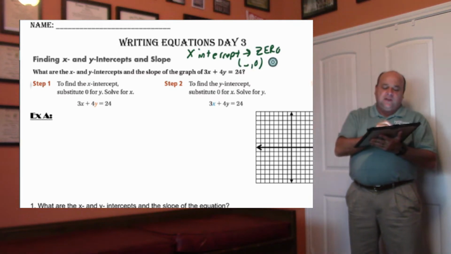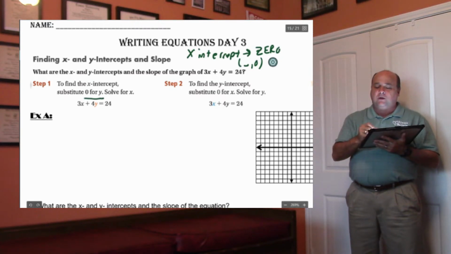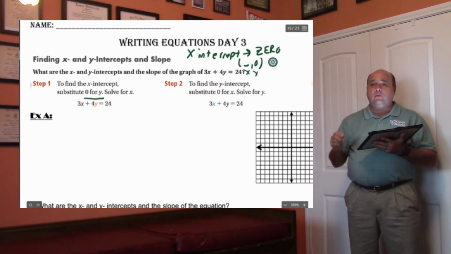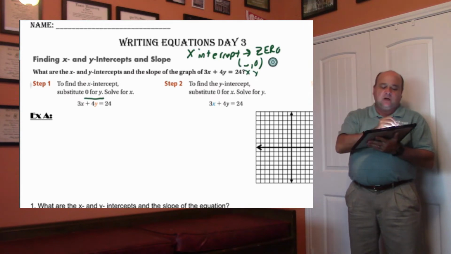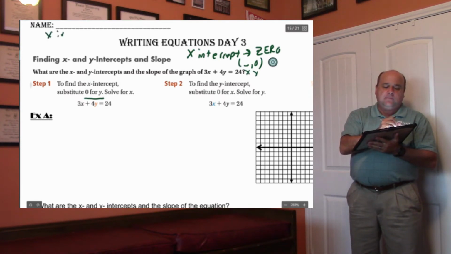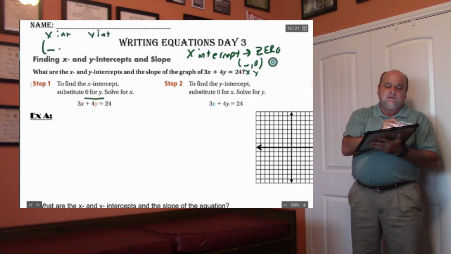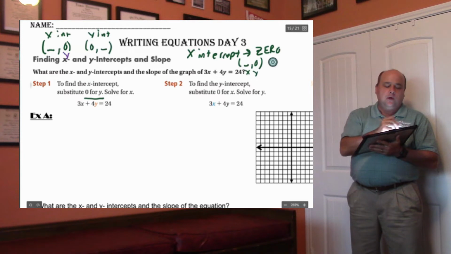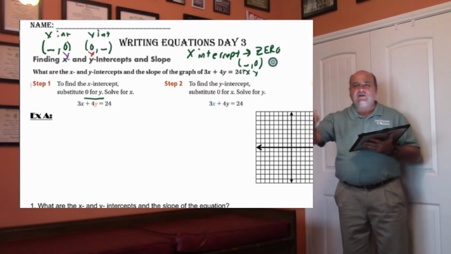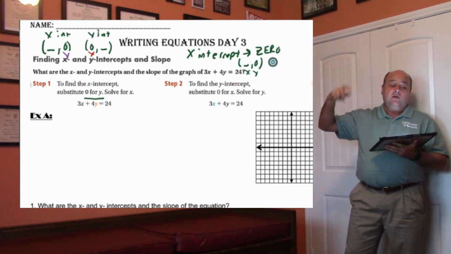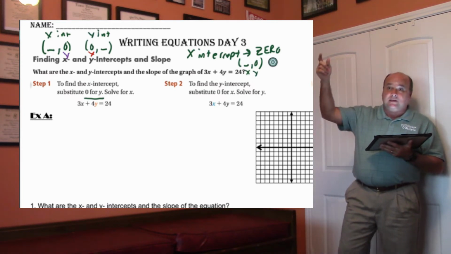Okay, so to find the X intercept, substitute Y for zero, right? Your Y will be zero in your X intercept. This is also important. Put X intercept, put Y intercept. The X intercept is going to be some number, comma, zero. Your Y will be zero. Your Y intercept will be 0, comma, some number. Your X will be 0. So if you want to get the X intercept, you replace Y with 0. If you want to get the Y intercept, you replace the X with 0.